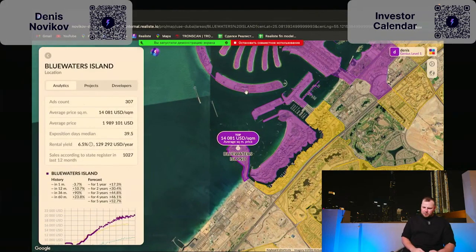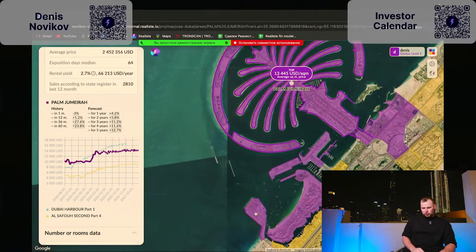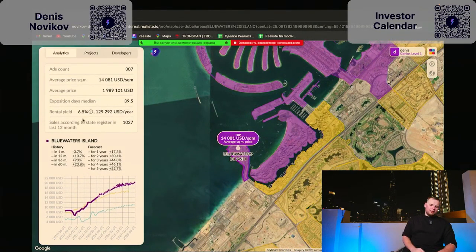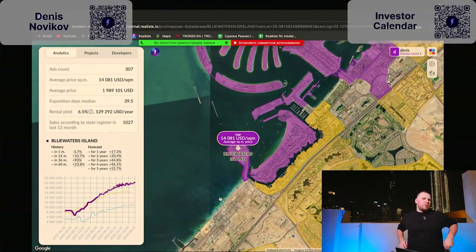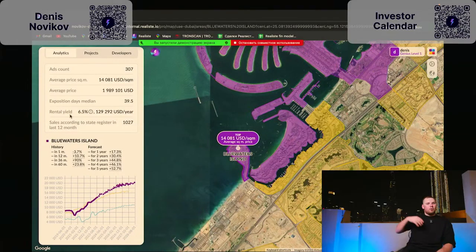For example, let's compare Palm. What we think about the Palm in the next 3 years is plus 11%. And then we go to Blue Waters. In the next 3 years, it's going to be almost 45%. Also, rental yield is 6.5% versus Palm at 2.7%. Why is that? The main thing is the supply. Supply on Blue Waters is like... It was a very high demand, so the prices went up. So again, our system sees the supply and demand, and that's the main thing that the system focuses on, and then gives its projection.